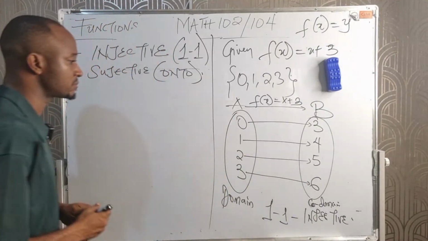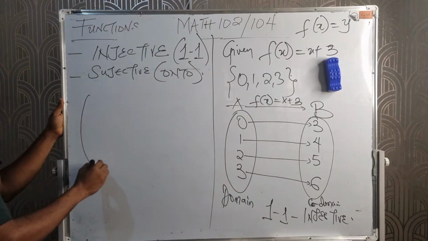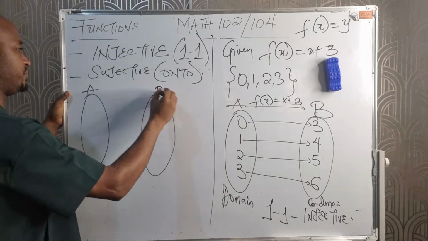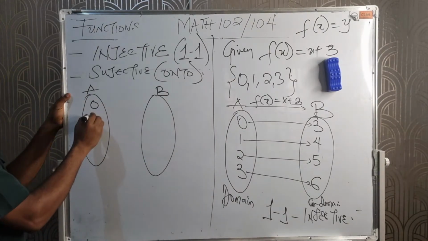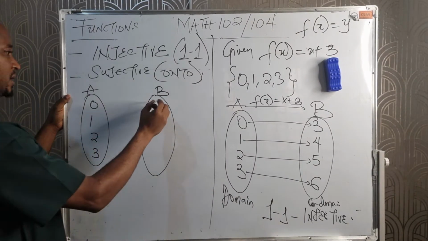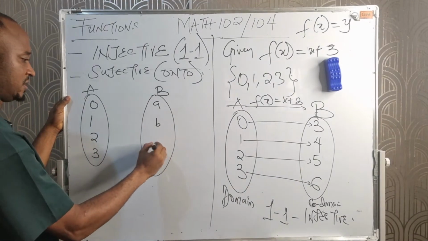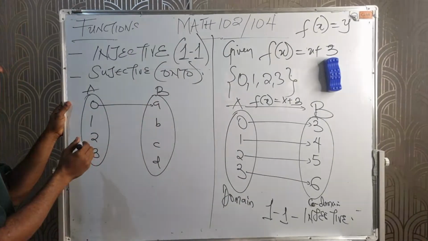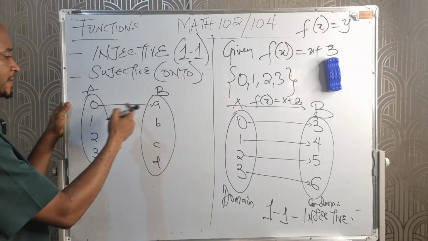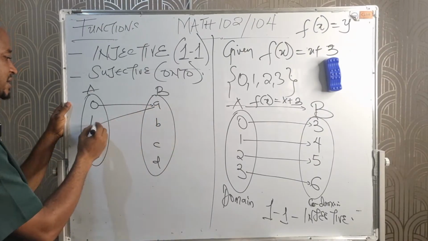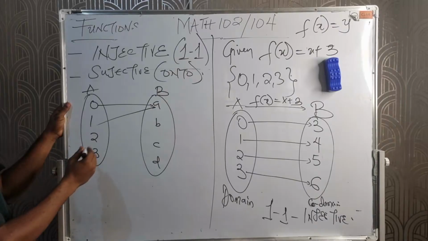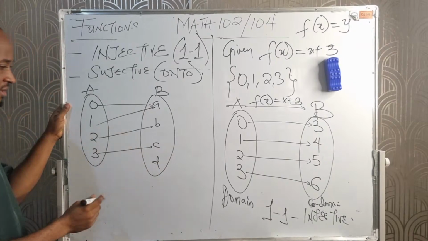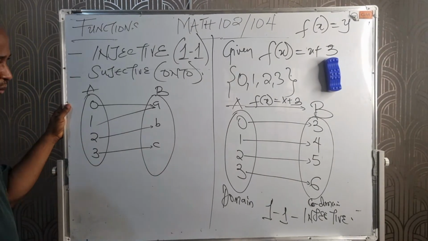For example, let me give an illustration. If I have here A and here B, so I have here 0, 1, 2, and 3, and here A, B, C, and D. Okay, let's say 0 is assigned here, all right? Then let's say this is also assigned to this. Then 2 is assigned to this. 3 is assigned to this. Let me remove this. Look at this.